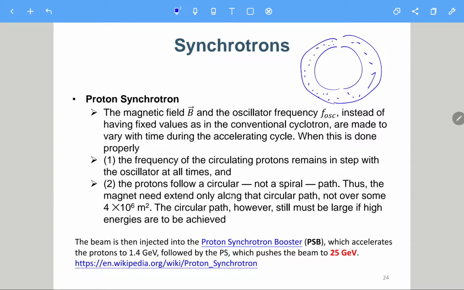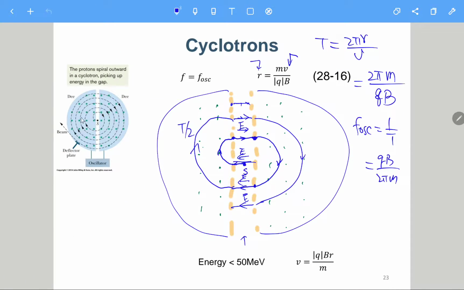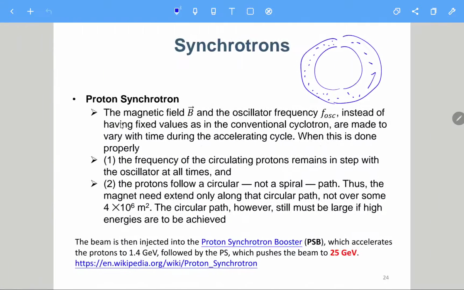So the proton follows a circular, not a spiral path. This is called a spiral (螺旋形的), where the radius becomes larger and larger for every loop. But here, it is a circular path.